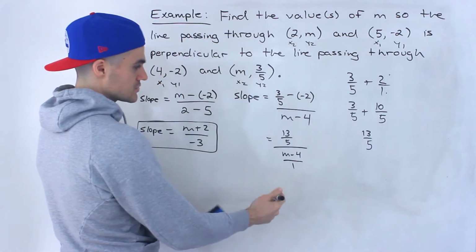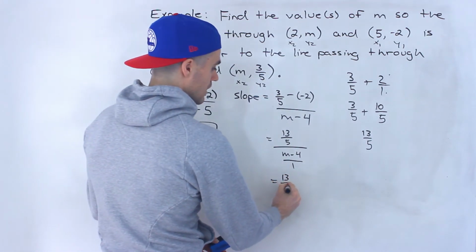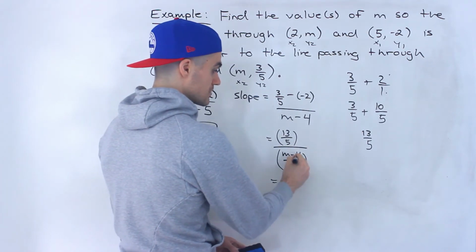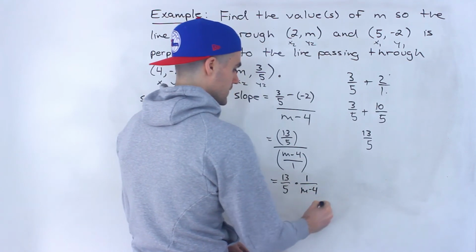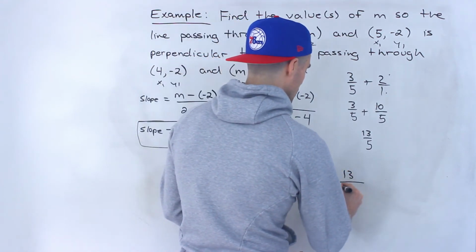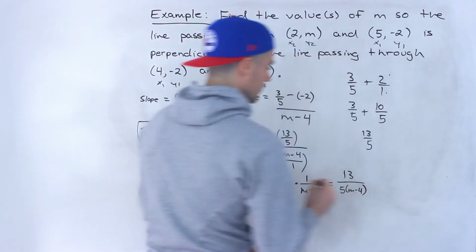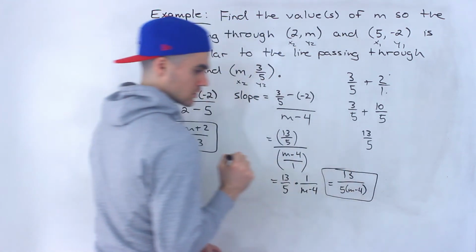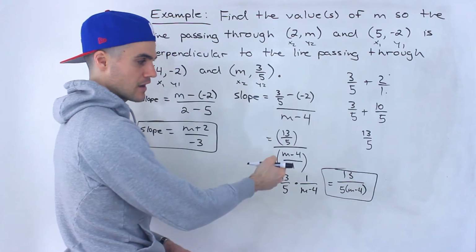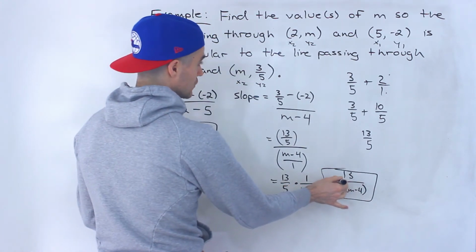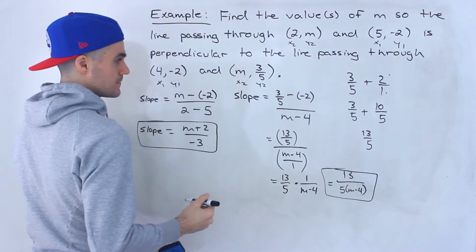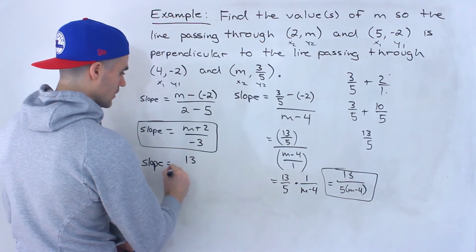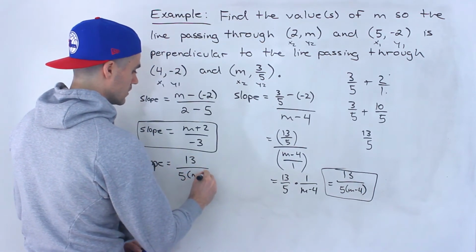So if we want to put this in a nicer expression, we could say 13 over 5. We're taking a fraction and dividing it by this fraction, which is like multiplying it by the reciprocal of this. So we'd end up with 13 over 5 bracket m minus 4, like that. So this would be the simplified expression for the slope of the line passing through these 2 points. Right, so this slope, I'll write it over here, is equal to 13 over 5 bracket m minus 4.